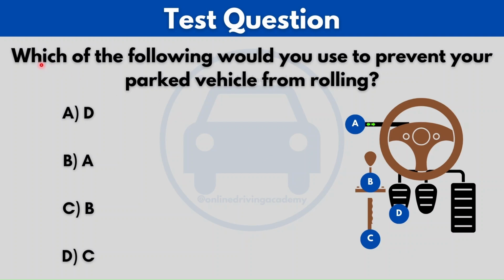So this question is asking, which of the following would you use to prevent your parked vehicle from rolling? Now let us look at this diagram and we can see that the handbrake is actually labeled C. So which option has the letter C? We can see option D will have the letter C. Therefore, option D will be your correct answer.